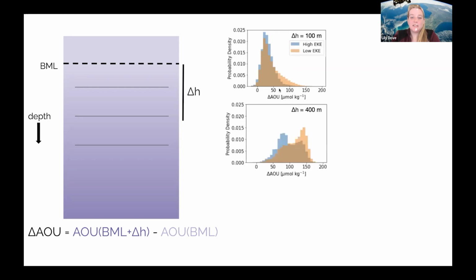But things get much more interesting when we go a little further down. So at a delta H of 400 meters, you can see that same signature we'd seen before. So this is across the full Southern Ocean. You can see that we have higher delta AOU values in the low EKE regions, suggesting older waters, less recently ventilated waters. While in the high EKE region in blue, we have a lower median and also this interesting double peak situation going on, but lower average delta AOU values.